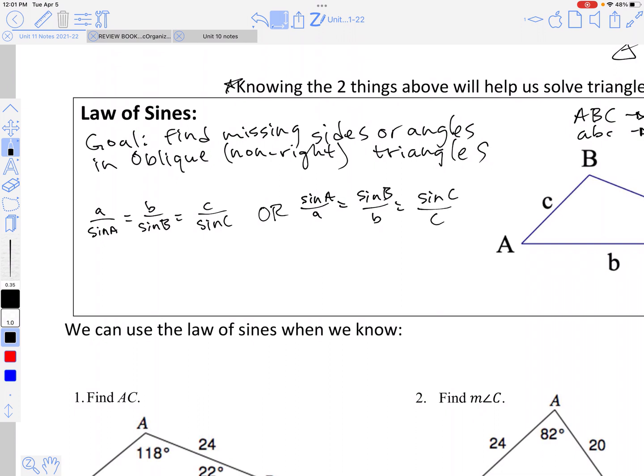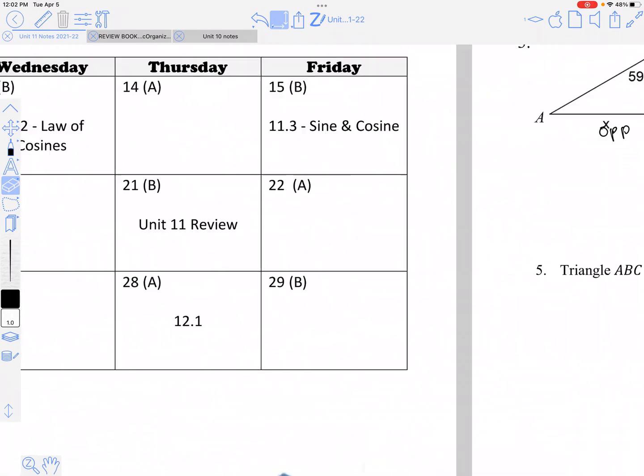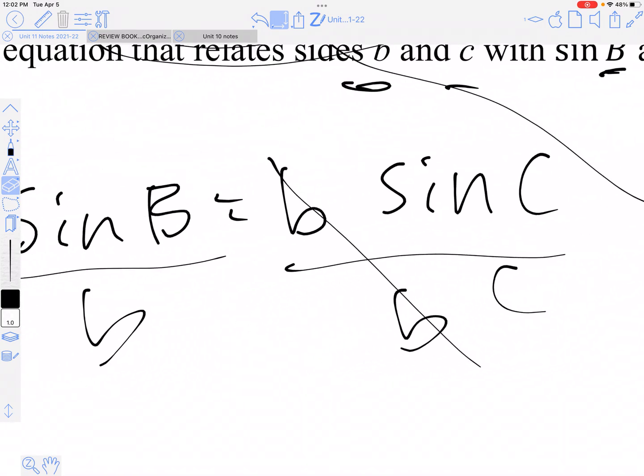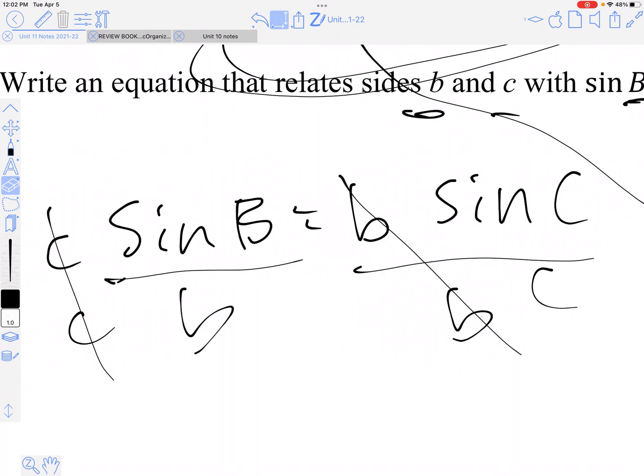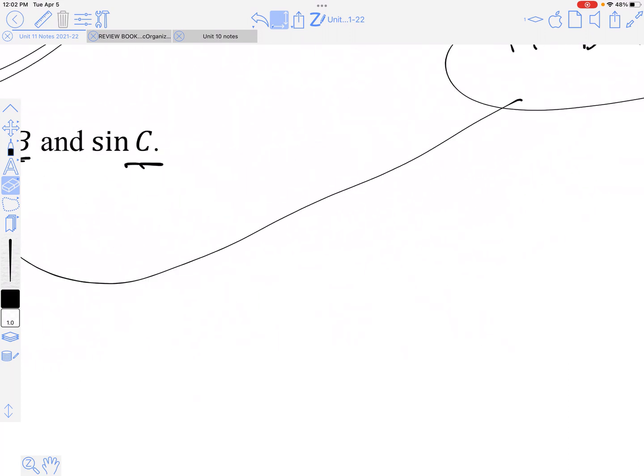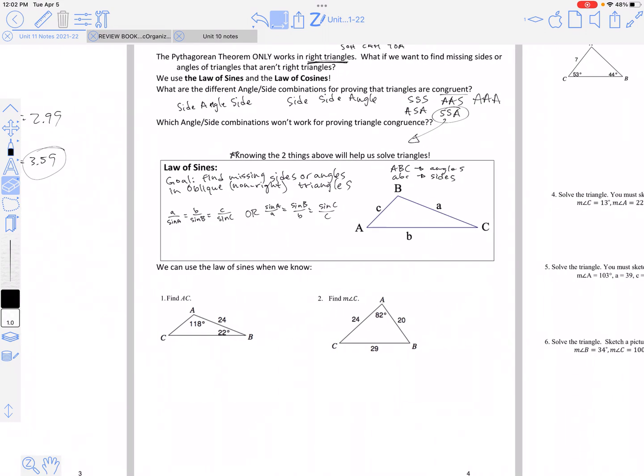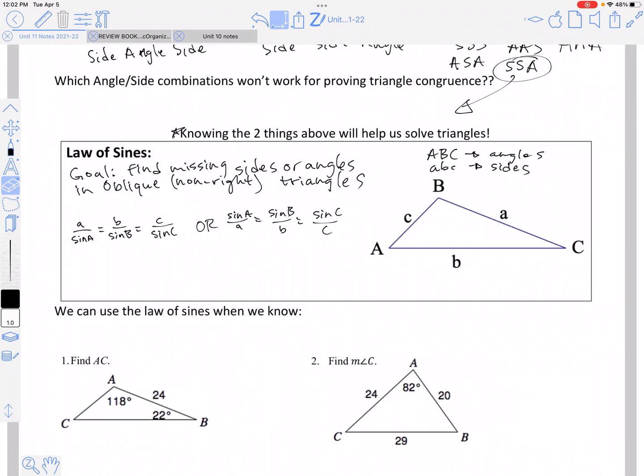But notice all the angles are on top and the sides are on bottom, or all the sides are on top and the angles are on bottom. That does have to be consistent. You cannot say sine a over a equals b over sine b, because that's just not true. So we proved, if you remember back here, that c goes with sine c, b's with sine b, and then if we use the algebra, the sides always have to both be on the bottom or on top, you choose. Okay, so this doesn't work with all congruencies.